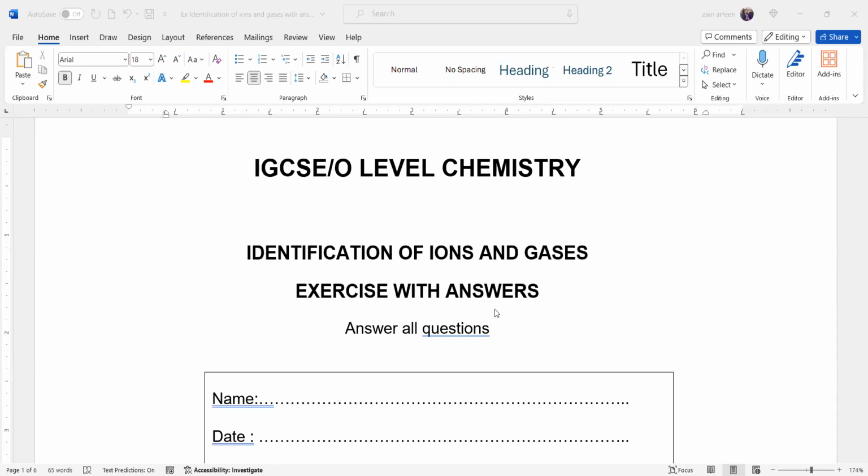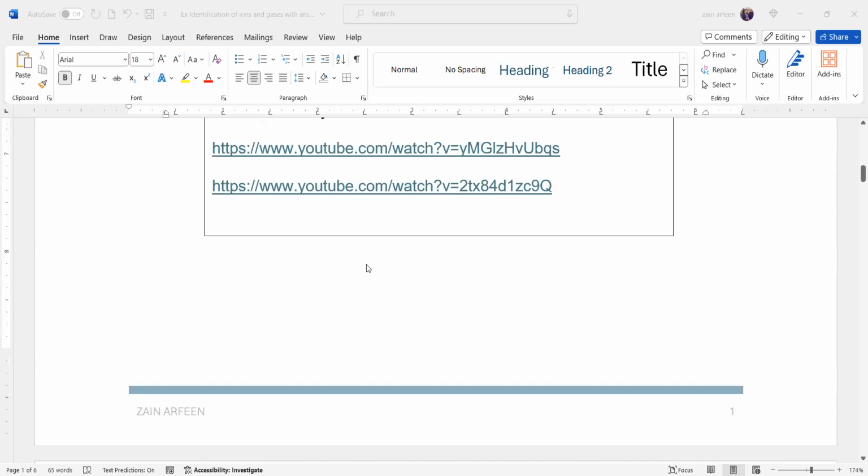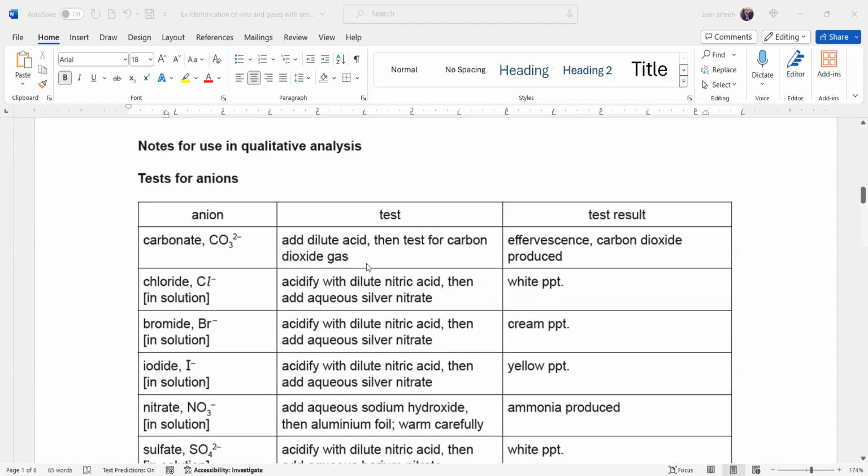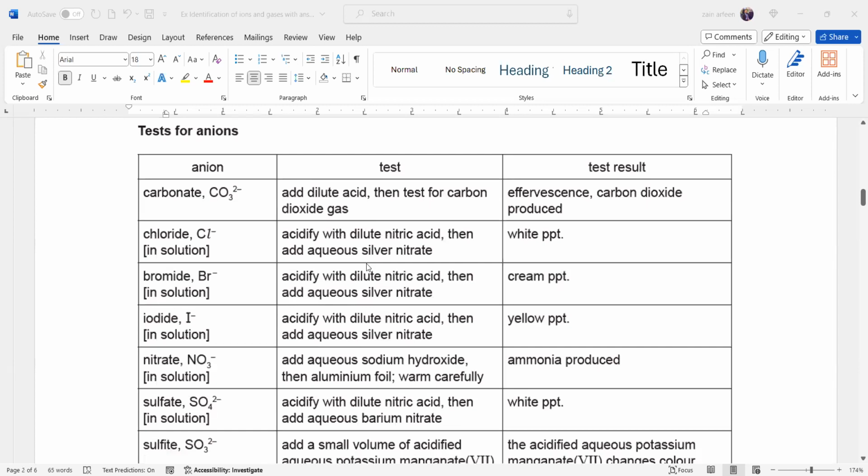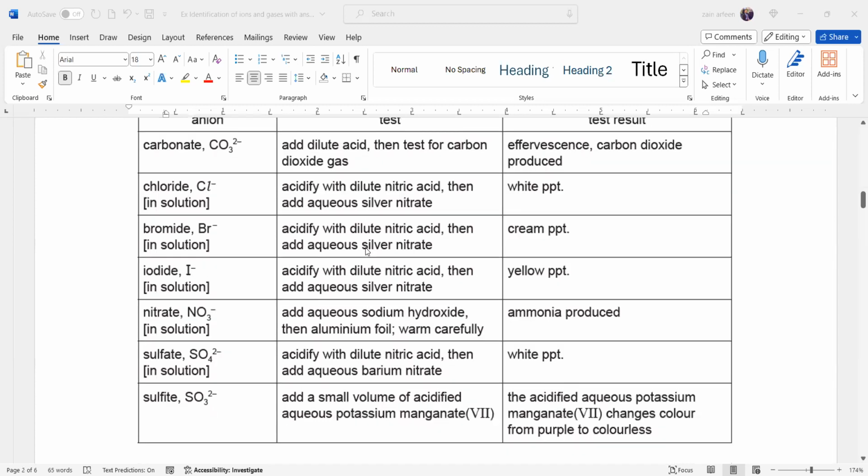So we have identification of the ions in the gases. You can use the chat, you can use mic or screen annotation to answer. These are the tests for the anions, the negative ions, like if we want to test carbonate ion, chloride, bromide, iodide, and the observations are also shown.